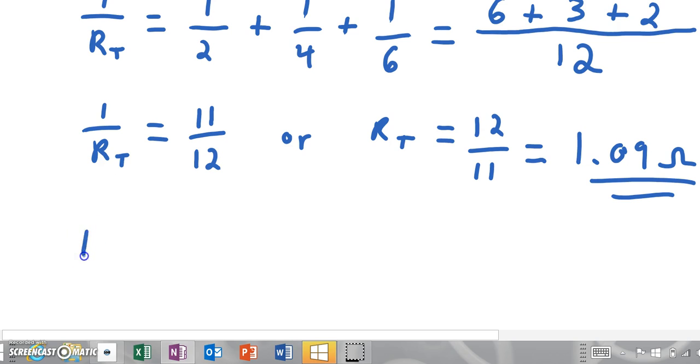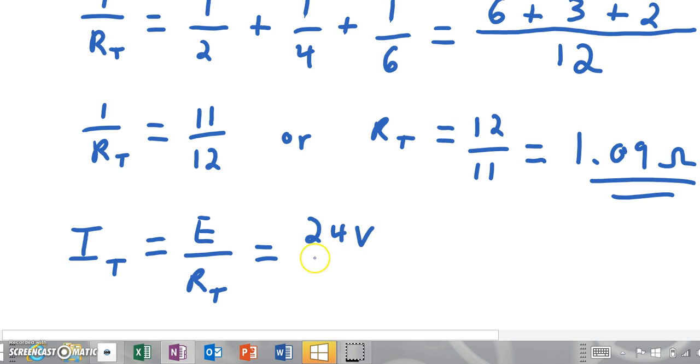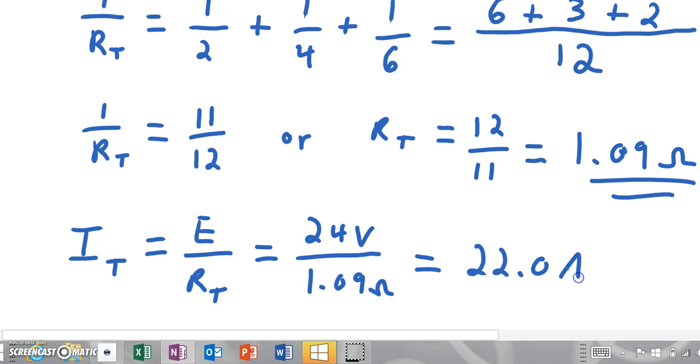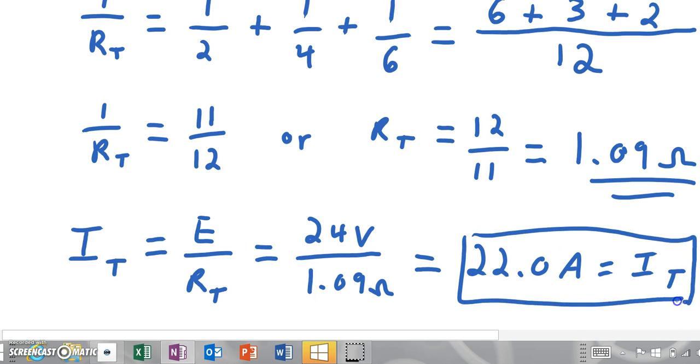Okay, now, part A of the question actually asked us to find the total circuit current. So when we write Ohm's law in terms of current, we have IT is equal to the total voltage applied, or E, divided by RT, which we just calculated. We have 24 volts applied to this circuit, and we'll divide that now by the 1.09 ohms. And if we do the division, we'll come up with 22.0 amps for the total current in the circuit.